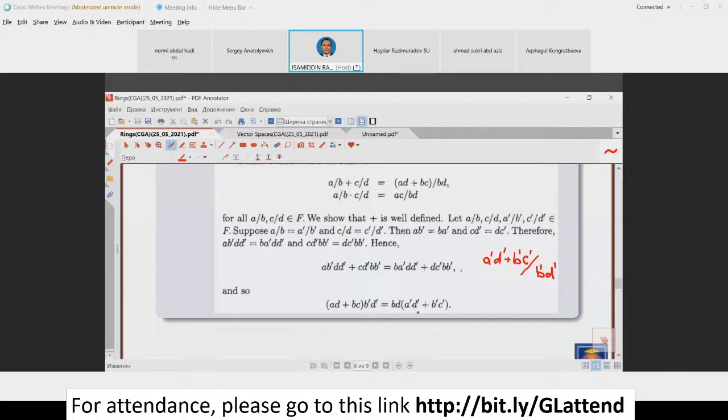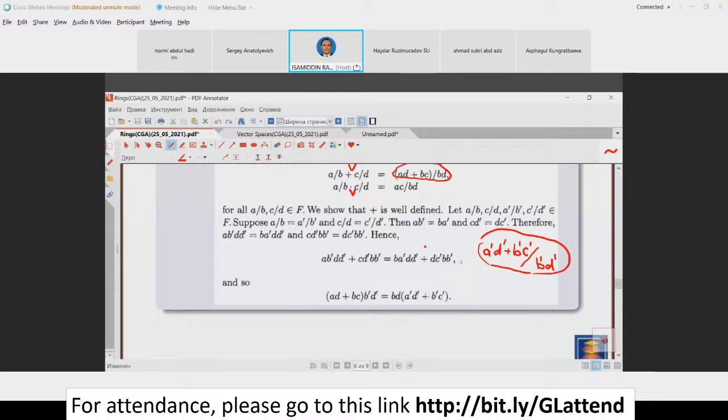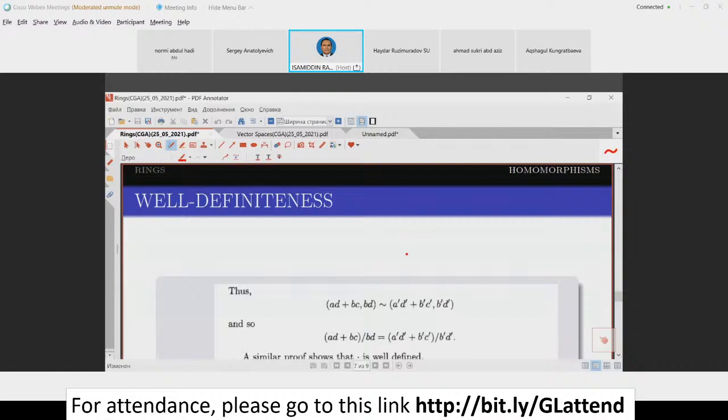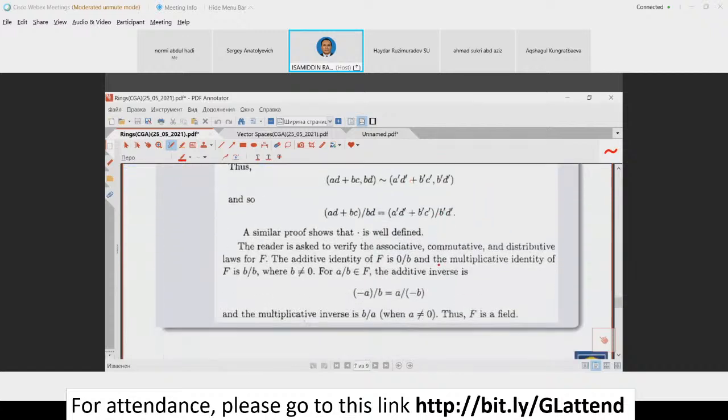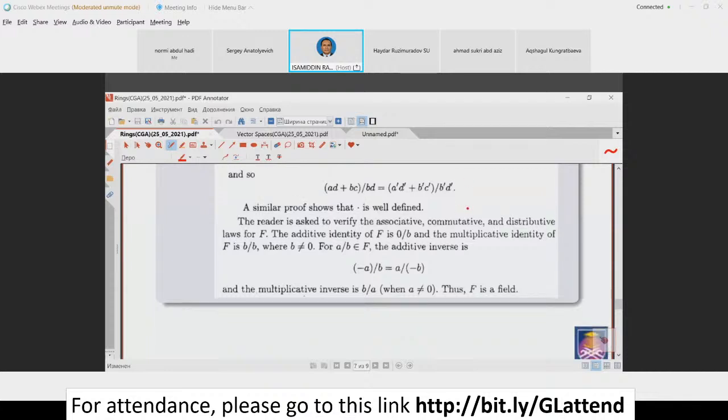What is given here exactly? So that's why this class is the same as this class. That means addition operation is well defined. The same for multiplication operation. Exactly this way you can prove that the multiplication operation also is well defined. Here is given what I just now spoke.